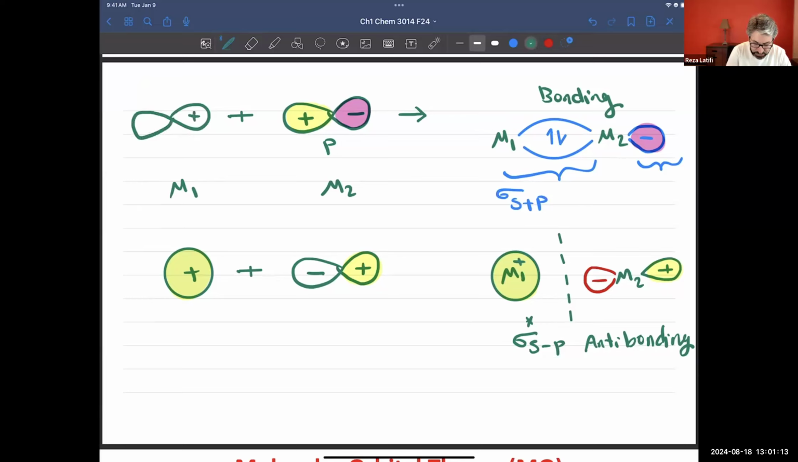Okay, this is another P orbital. Positive here, negative there. And that one I'm going to flip it. So this is going to be positive and negative here. Again, this is the yellow. That one is the yellow.